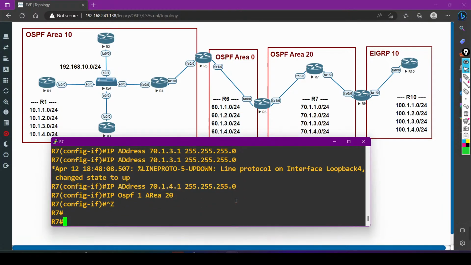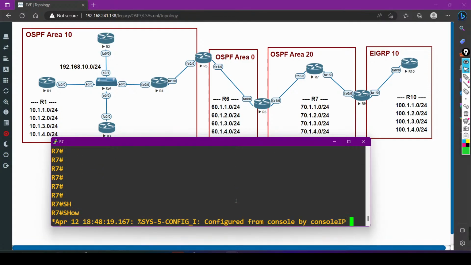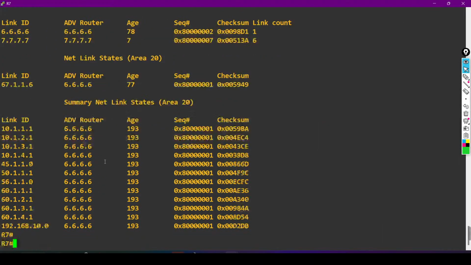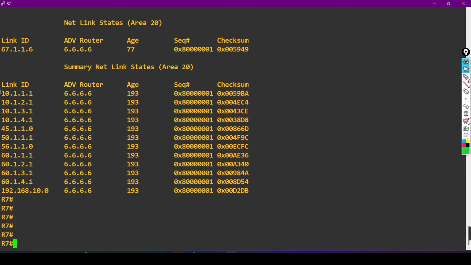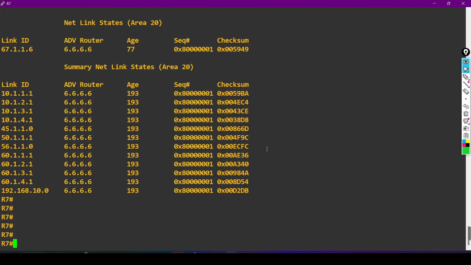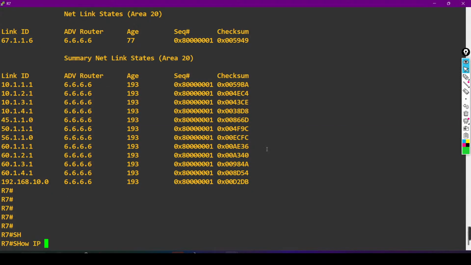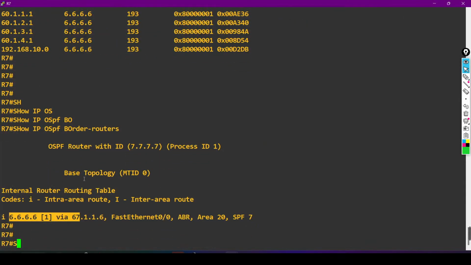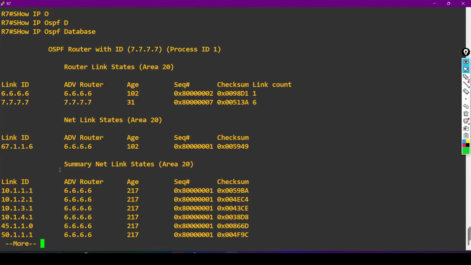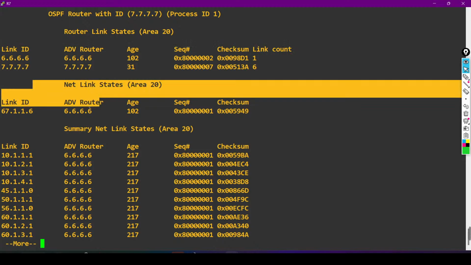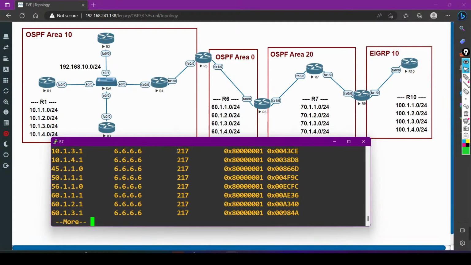Done. Now if you check the database, so show IP OSPF database, are there 10 prefixes, guys? Yes. And who is giving these prefixes? 6.6.6.6. That means 6.6.6.6 is my ABR. So show IP OSPF border-routers. So here you can see 6.6.6.6 is the ABR. Yes or no? So in the database you are able to see 3 types of LSA: LSA1, LSA2, LSA3. Done. Hope it is clear to everyone.